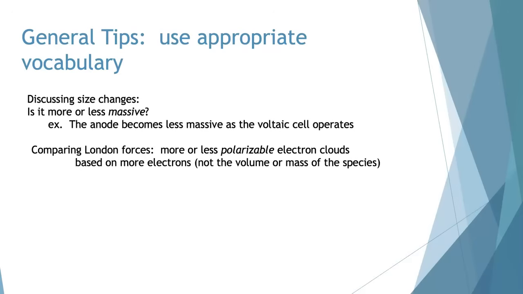This becomes relevant when you're talking about intermolecular forces, particularly London dispersion forces. You want to talk about more polarizable or less polarizable electron clouds. And you want to back this up based on more electrons in your electron cloud or fewer electrons in your electron cloud, making it easier to distort that electron cloud. It's not the volume of the species or the mass of the species when you're talking about London forces.